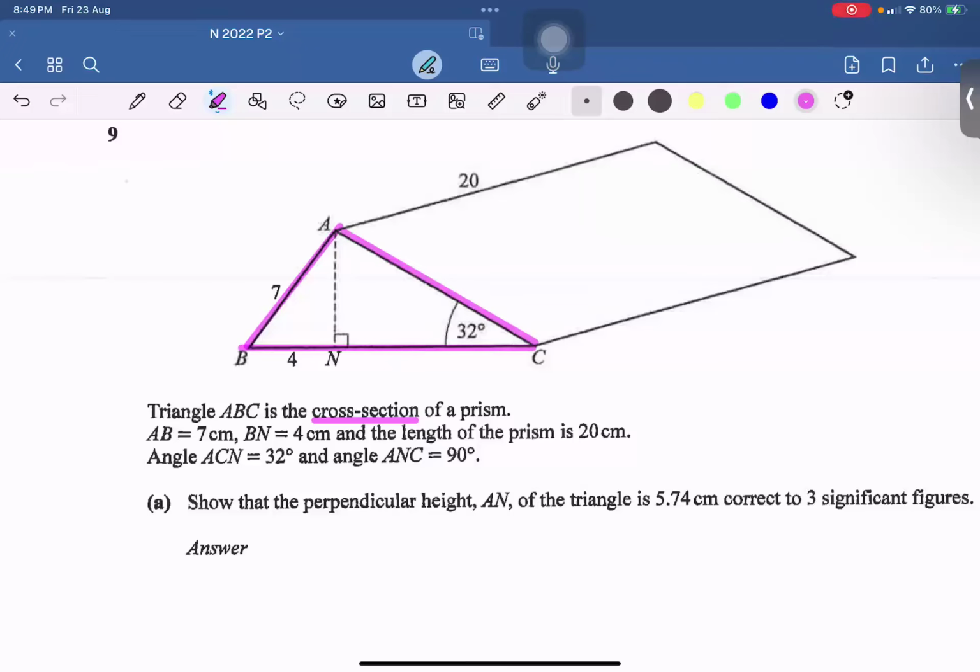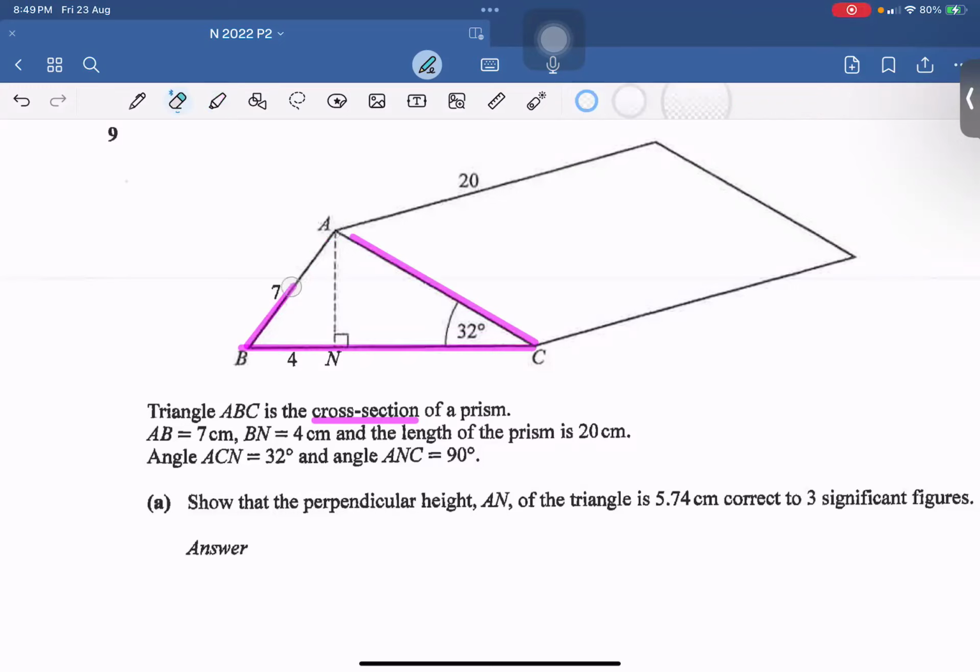And this is going to be my uniform cross-sectional area. So this is what it means by cross-section. Cross, you cut it across and take out one piece of it. That is the section, cross-section. Okay, so in this case, this is your triangle.